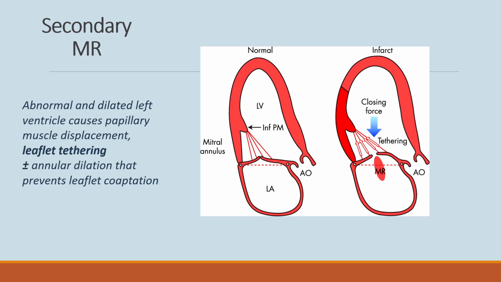If the ventricle, for example, develops a myocardial infarction and the area where the papillary muscle arises is displaced a bit outwards, the chordae will not allow for adequate closure of the leaflets, what you call tethering. The chordae are pulled by the papillary muscle, which is displaced. And so the leaflets don't close, and you get mitral regurgitation. This is secondary mitral regurgitation.